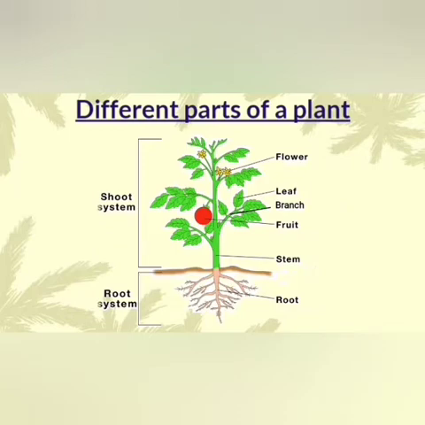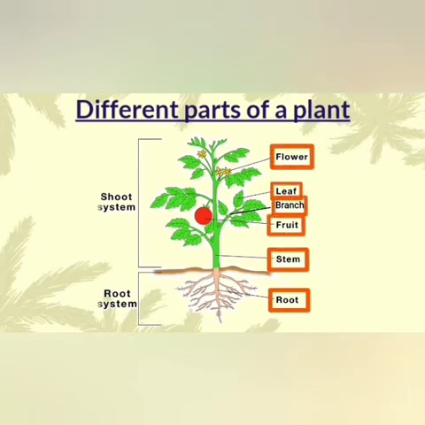So children, what are the different parts of a plant? Yes. Root, stem, leaf, branch, flower, and fruit.